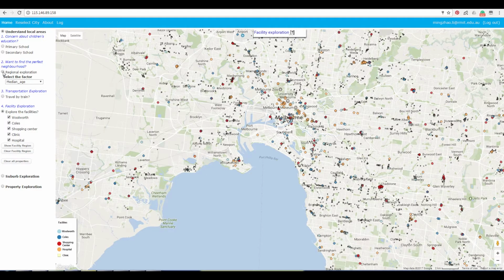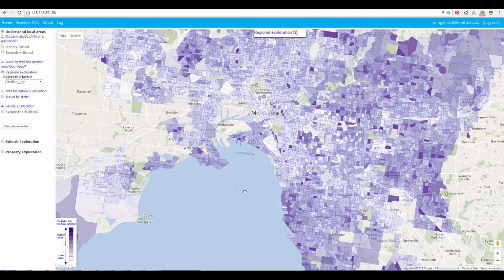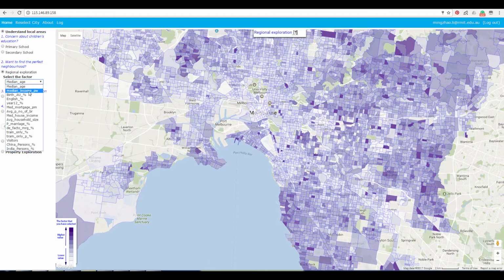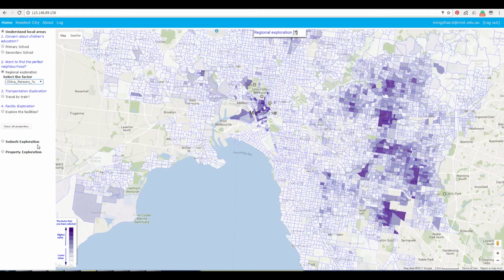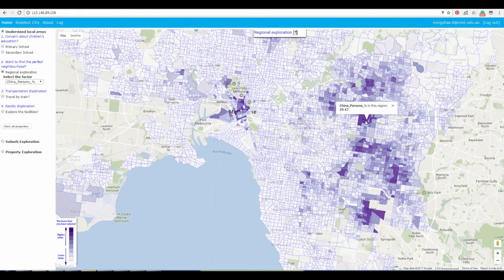We present the demography to describe the neighborhood. Users can select different attributes, such as ages, incomes and the percentage of people from India, China and so on. Note that all the profile-based information will also be linked to each specific property and region.